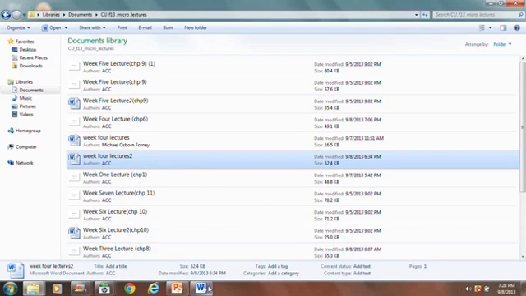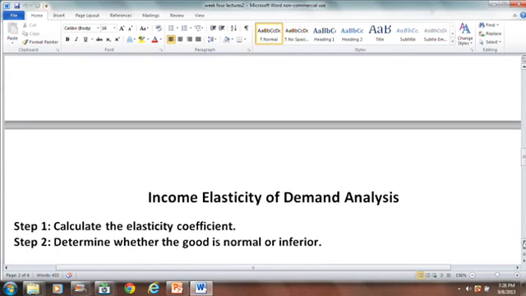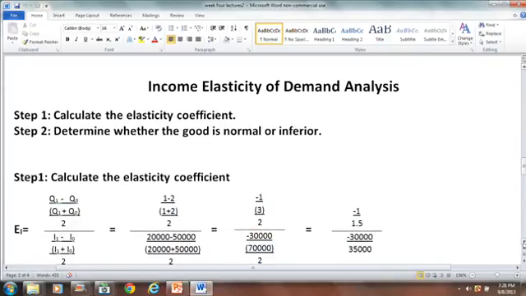Alright, so now we take a look at income elasticity of demand. Here, the inquiry is quite simple, much simpler, and we can reduce it down to a two-step process. The first thing you want to do, of course, is calculate the elasticity coefficient. That's where you take the numbers and plug them into the income elasticity formula. Here you have percentage change in quantity in the numerator, and in the denominator you have percentage change in income.